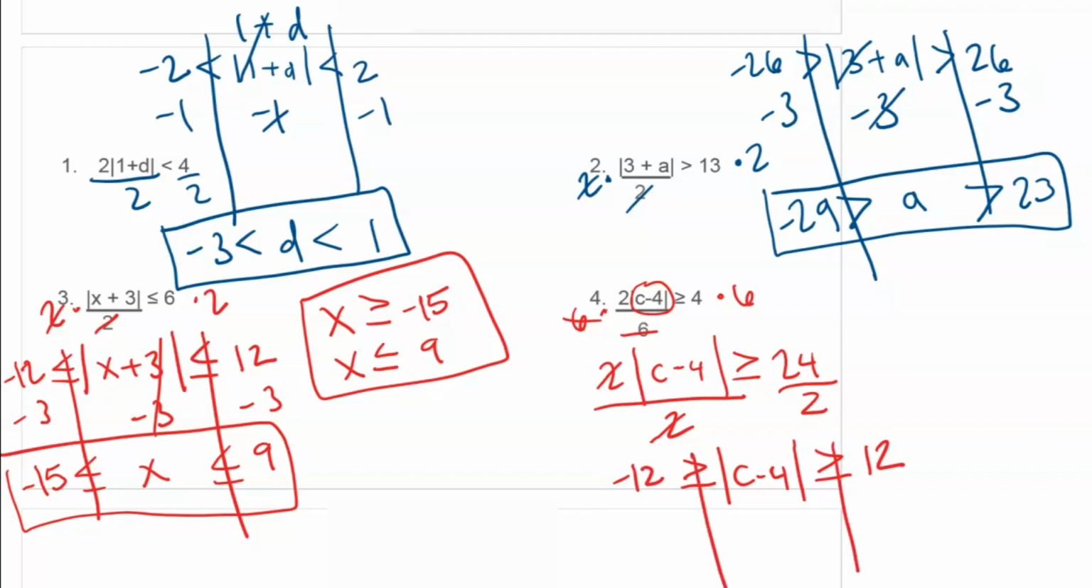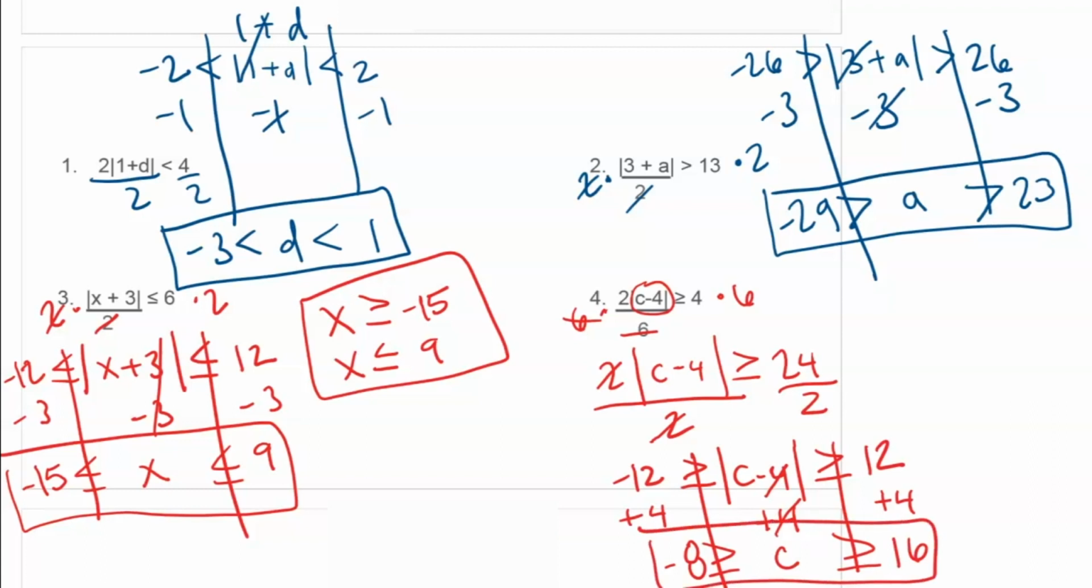Draw my lines through my signs, and then I'm solving for c. So I have c minus 4, so I'm going to add 4 in all 3 sections. So negative 12 plus 4 would be negative 8. I'm going to bring down the greater than or equal to sign. In the middle I just have c. Bring down the sign, and 12 plus 4 is 16. So there's my answer. And again, I could write that like c is less than or equal to negative 8, and c is greater than or equal to 16.